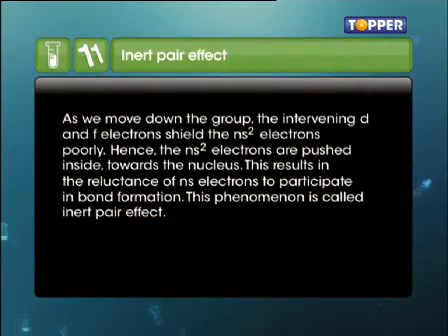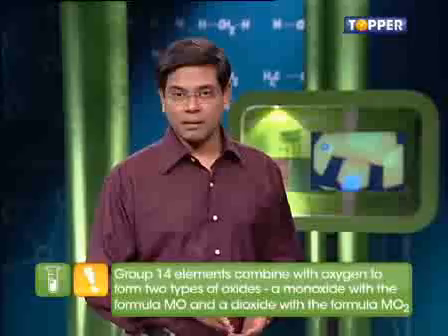As we move down the group, the intervening d and f electrons shield the ns2 electrons poorly. Hence, the ns2 electrons are pushed inside towards the nucleus. This results in the reluctance of ns electrons to participate in bond formation. This phenomenon is called inert pair effect.